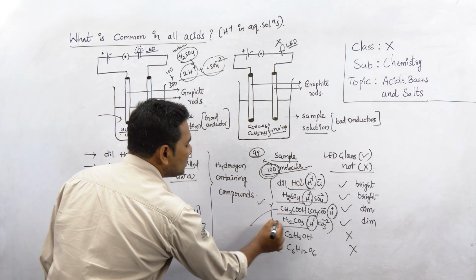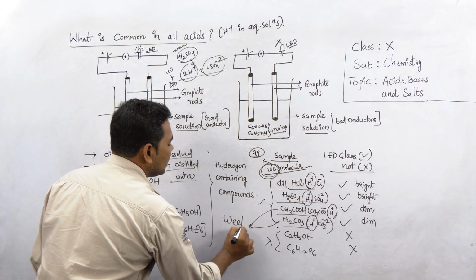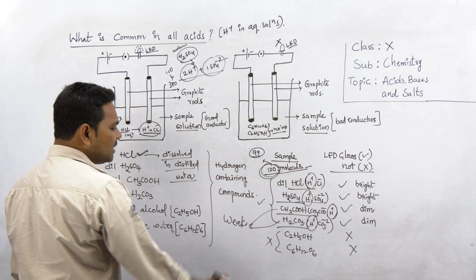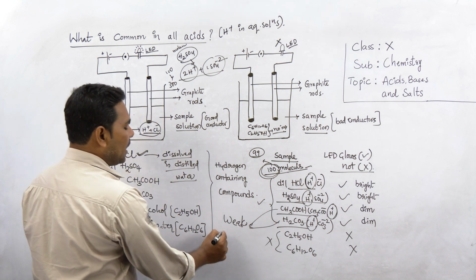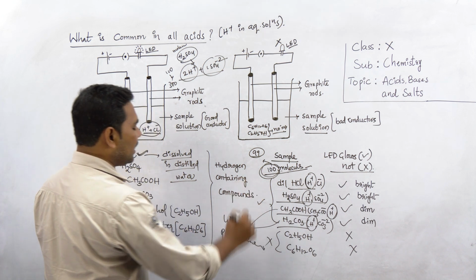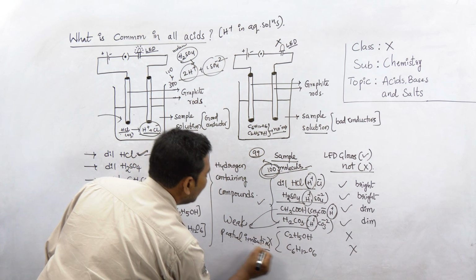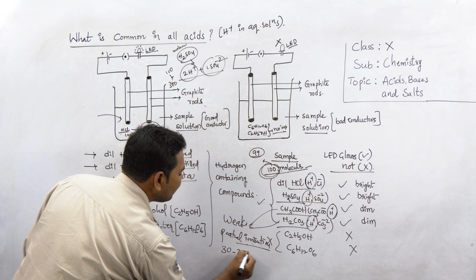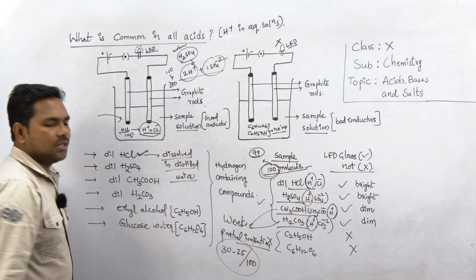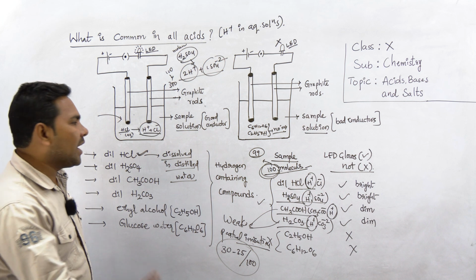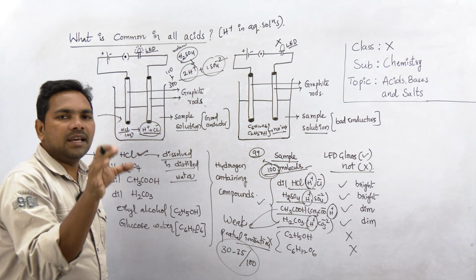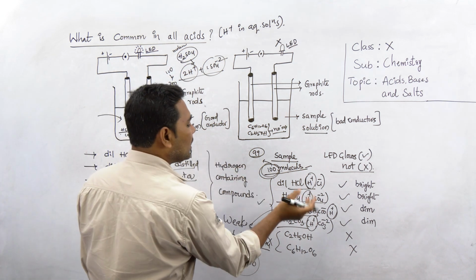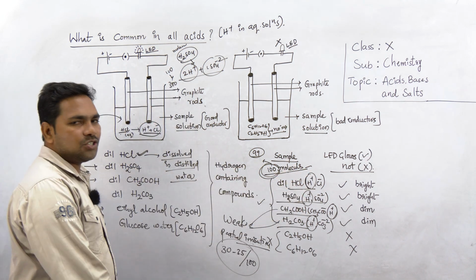Now in the case of CH3COOH and H2CO3, they are generally weak acids. These weak acids undergo partial ionization, right? Due to partial ionization, let's say only 30 to 35 out of 100 molecules undergo ionization, so the number of ions produced is less, and fewer ions carry less charge, so the LED glows dim. Not as bright as in the case of HCl and H2SO4, right?